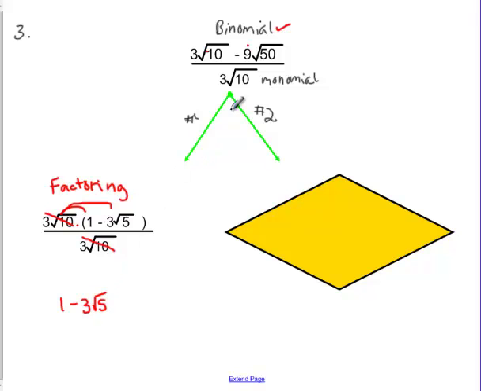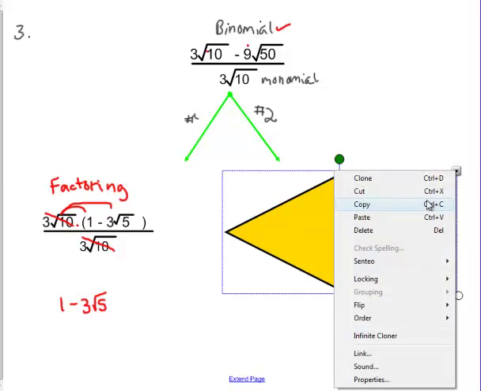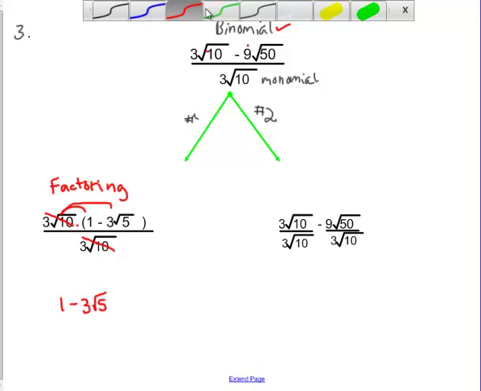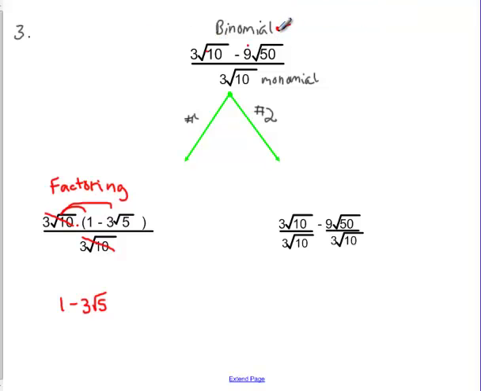But for the most part, high school kids don't look at it that way. They look at it the second way. What is happening here is this binomial, each term of the binomial has to get divided by the monomial on the bottom. So I took the first term of 3 radical 10, divided by the denominator 3 radical 10, and then also the second term has to get divided by the bottom.